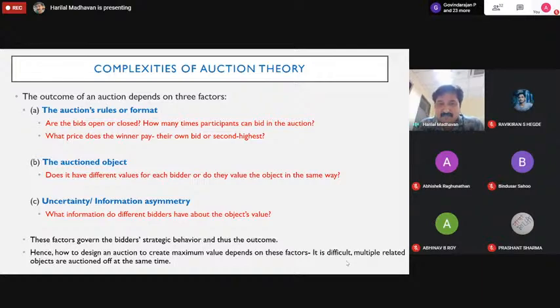multiple related objects can be auctioned at the same time. There are a number of things together or packaged, as you see in the case of spectrum auctions, where spectrums are sold in different blocks and different geographical areas. So when they are sold together, that creates complexity, because you have to look at all these things: how many people are there, what kind of method is being followed, and what is the value of the exact auction in a particular geographical area, and things like that.